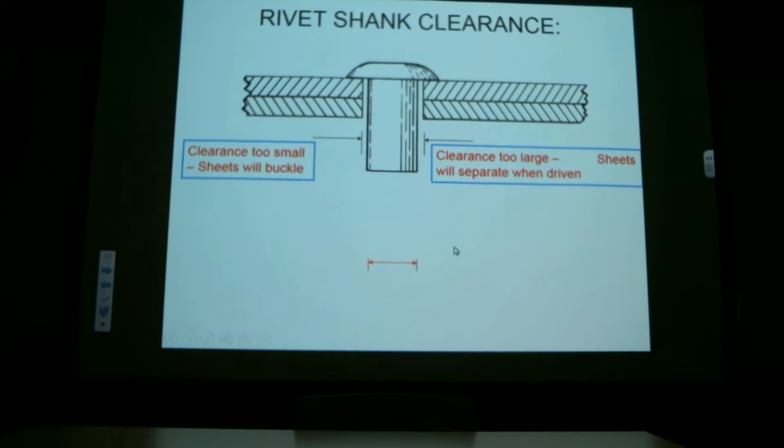The consequence of clearance too small or clearance too large: if the clearance is too small, the sheets are going to buckle when you drive the rivet. If the clearance is too big, you're going to have separation between the sheets.